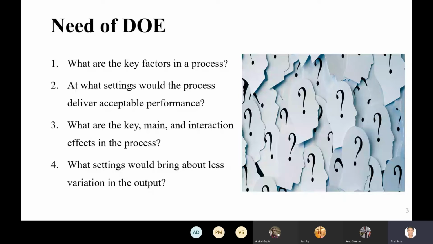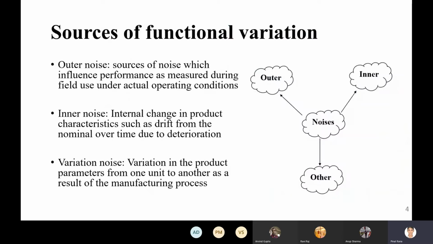Now we understood what is DOE and its need. So now we see the sources of functional variation. Basically, there are three different types of functional variation, or we can call it noise: outer noise, inner noise, and variation noise. Outer noise is the source of noise which influences the performance as measured during use under the actual operating conditions.